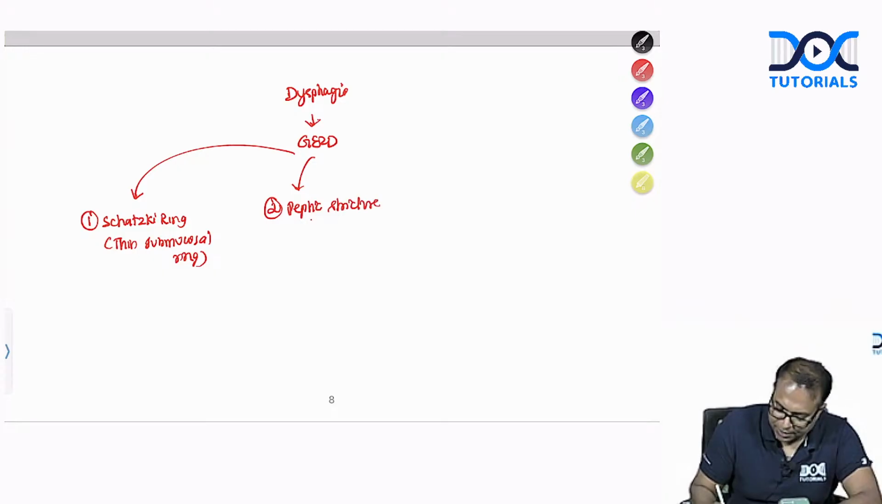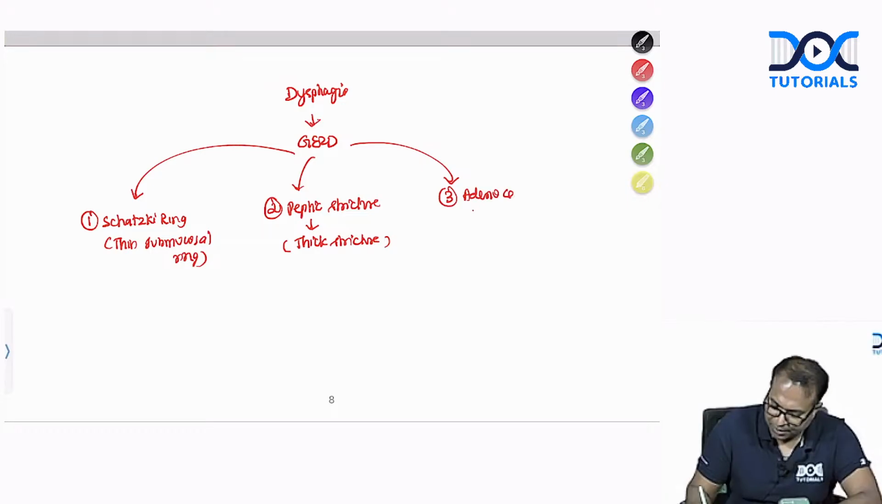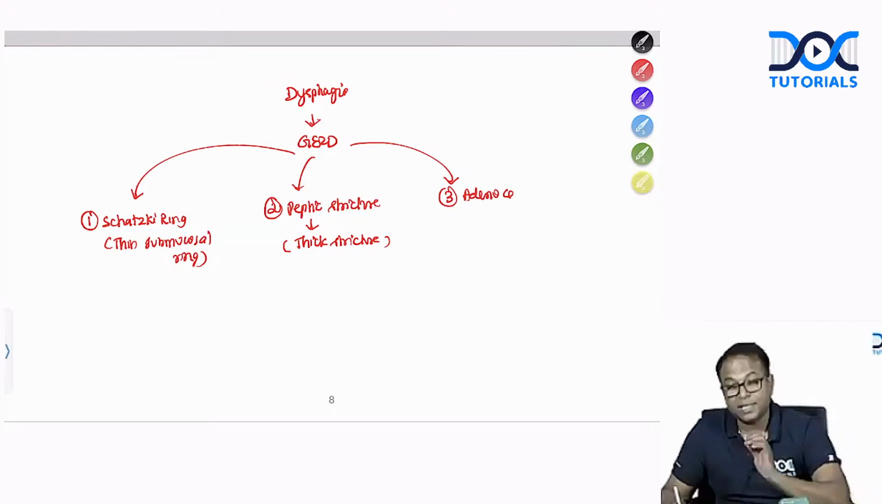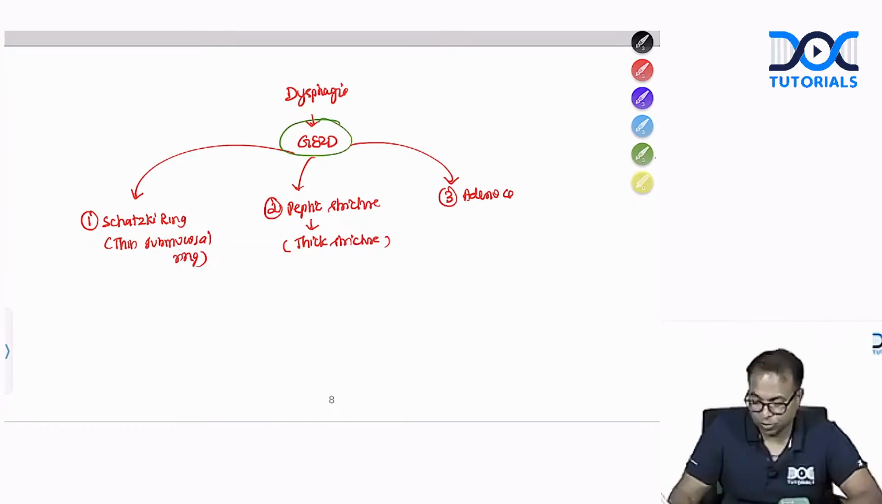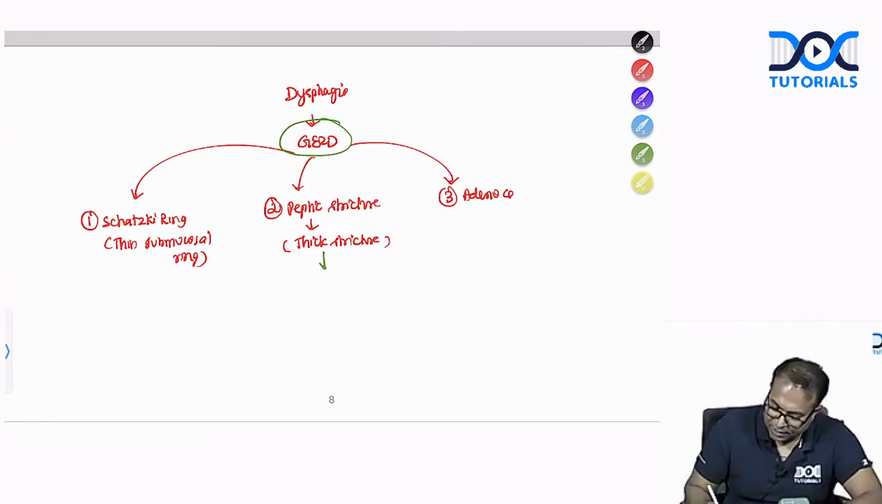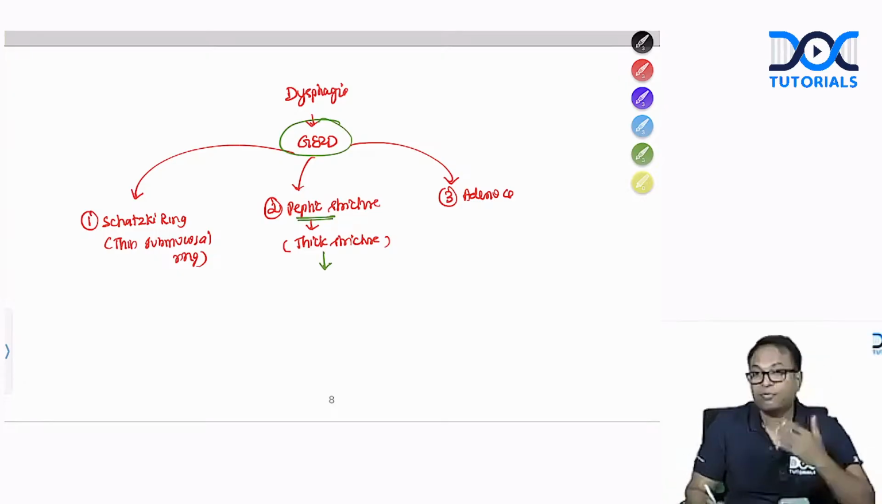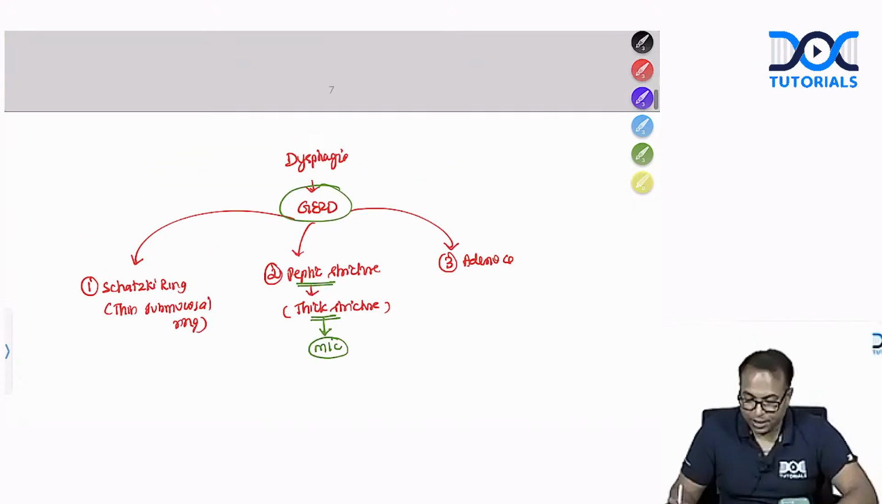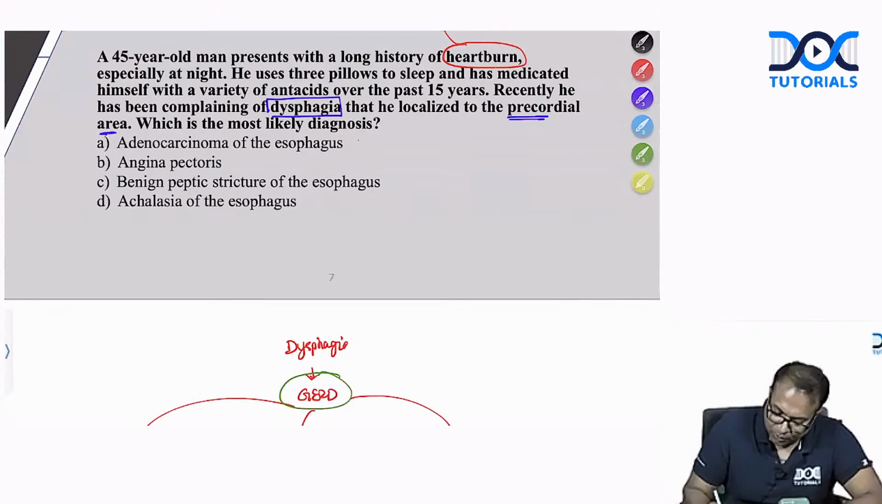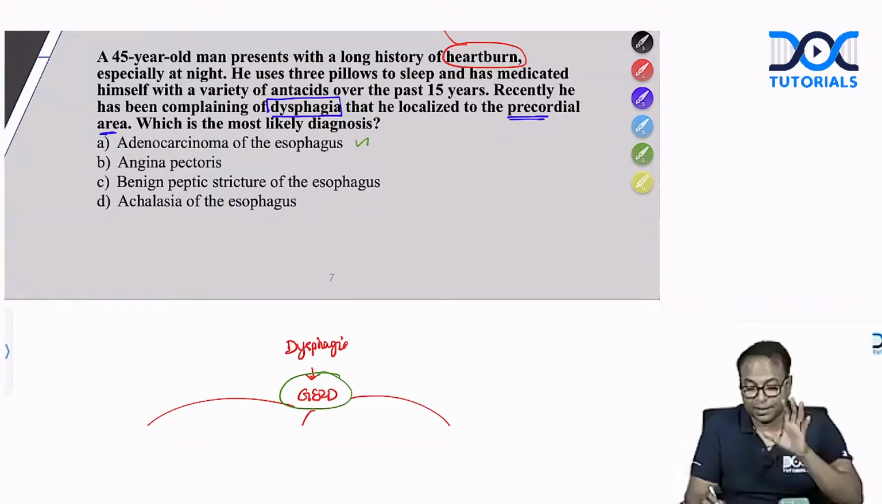Peptic stricture is a thick stricture at the lower end of the esophagus. And number 3 is adenocarcinoma, which is very, very rare. So these are the 3 causes of dysphagia in a GERD patient. Dysphagia can be due to any of these causes. The most important thing I want to tell you here is that from the history, the patient has had reflux esophagitis for a long period. So this is the most common cause of dysphagia in a GERD case. Adenocarcinoma of the esophagus may happen, but is not the most likely cause.